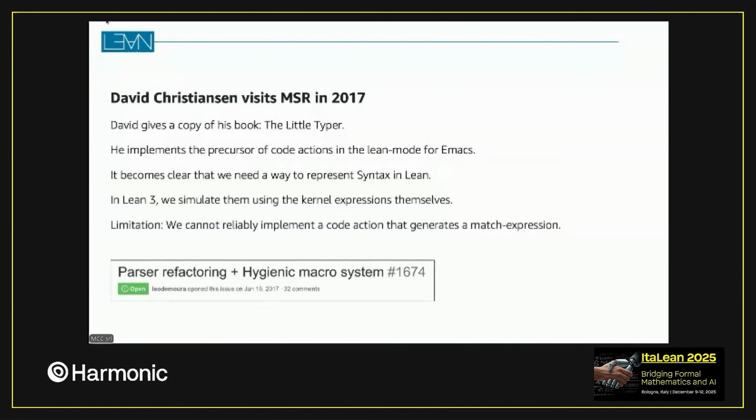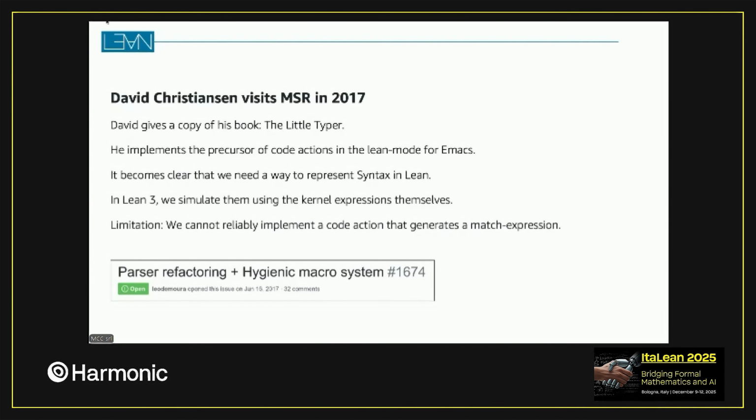Actually, it's good to check the dates because I thought David visited Microsoft after Big Proof. But actually, David visited Microsoft before Big Proof. And David came, he gave me a copy of his book. And he started implementing something like code actions for the Emacs modes.